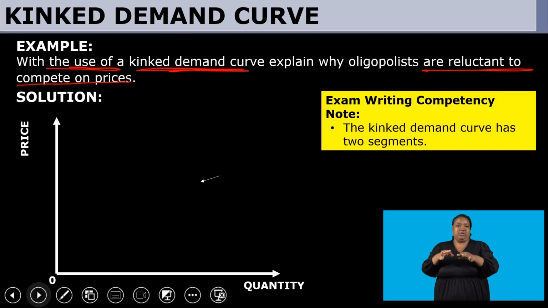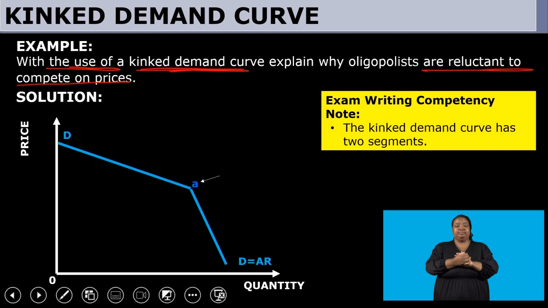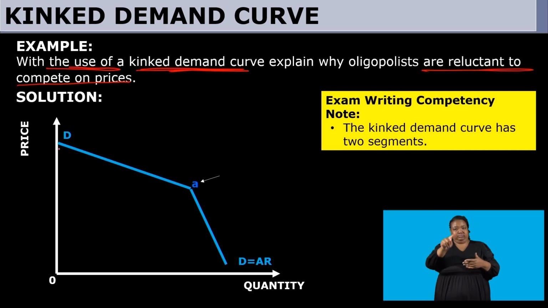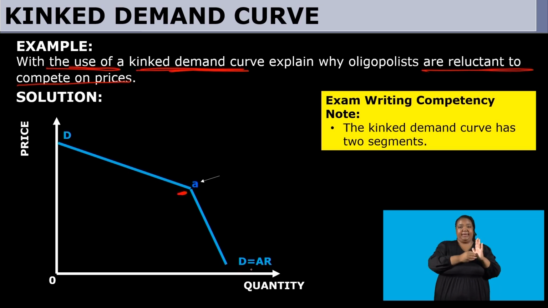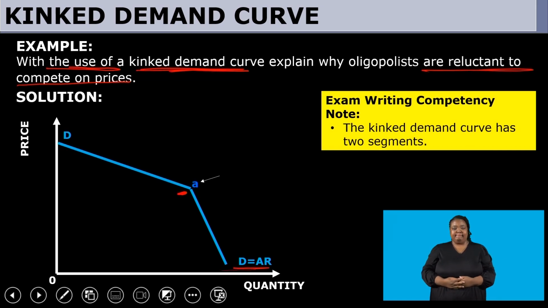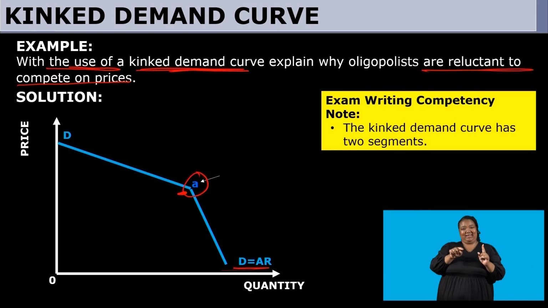So how do you draw the curve? You draw your axis and label them, price and quantity. Draw the demand curve, the kinked demand curve. You can see that this demand curve has got two segments. The first segment, DA, then when it gets here, it forms a kink and it changes the steepness. That's a kinked demand curve, right? Then label it D equals AR, right? So this point A here becomes the kink. That's why it is called a kinked demand curve.